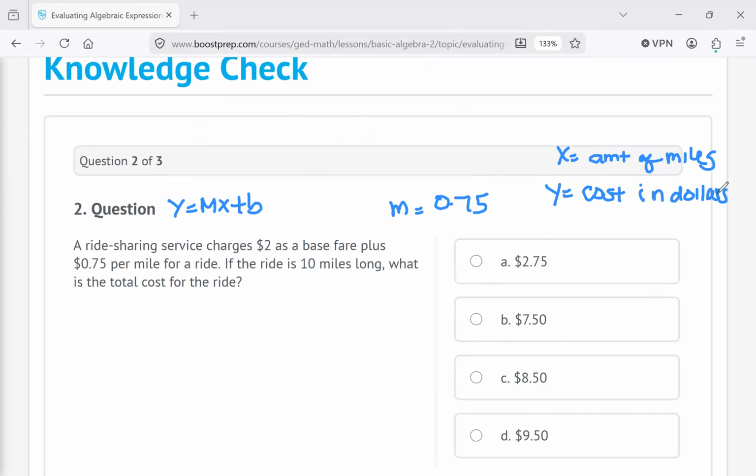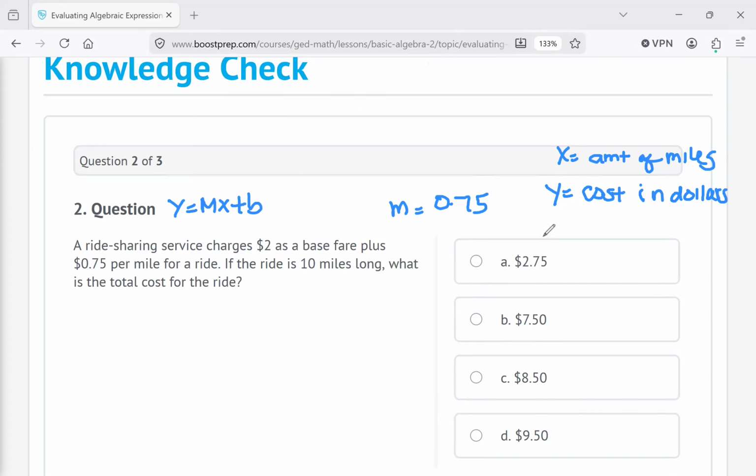Okay, so let me recap what I did. I know we're going to use the equation y equals mx plus b, and I know it's linear because you're dealing with rates, right? That's how you know there's a good chance you're going to use it. I know it's a rate because it says 75 cents per mile. That is a rate, right? Then once I know I'm going to use that equation, I figure out my variables. So x is the amount of miles and y is the cost in dollars. That's something you should know.